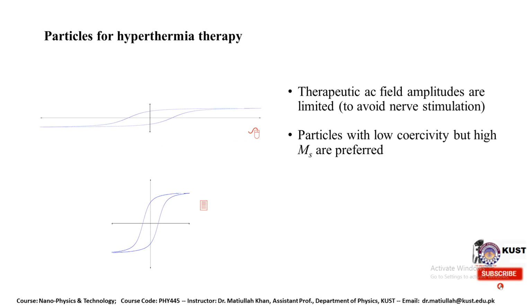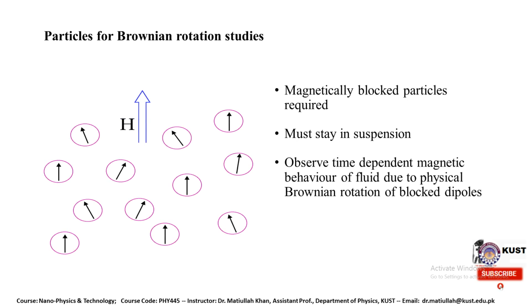Therapeutic AC field amplitudes are limited to avoid nerve stimulation, because it can damage other nerves. So that is why we want to only damage those cells which are affected. Therefore we need to narrow the hysteresis. So particles with low coercivity but high Ms are preferred in this particular case.